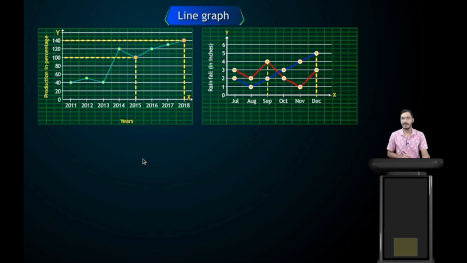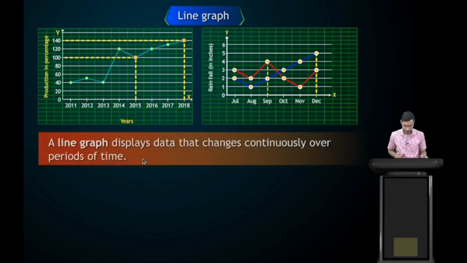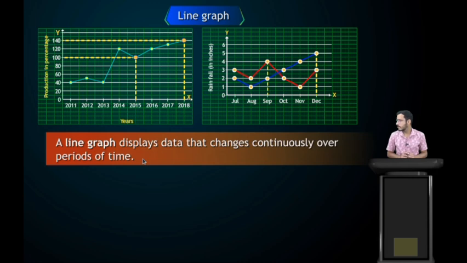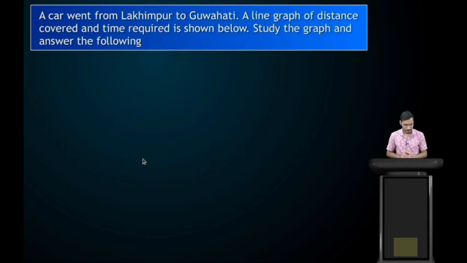Yes, so you can see the line graph here. A line graph displays data that changes continuously over periods of time. Now here we have one example. A car went from Lakhimpur to Guwahati. A line graph of distance covered and time required is shown below. So study the graph and answer the following.